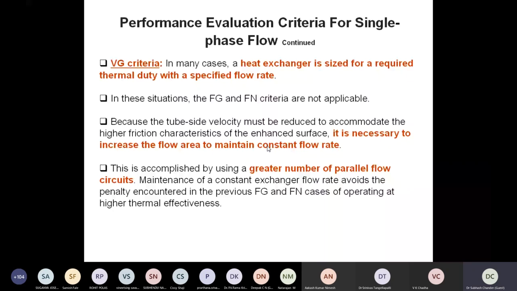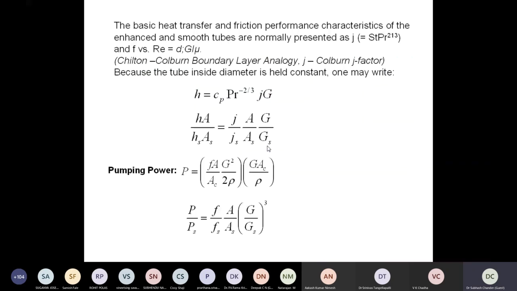So next is a few mathematics. I thought I should share this mathematics with you also. We are very much familiar with the first equation. I'm writing this on the basis of the Colburn equation, the Colburn J factor. This is the Stanton number into Prandtl number raised to power 2 by 3, which is the J factor, the Colburn J factor.